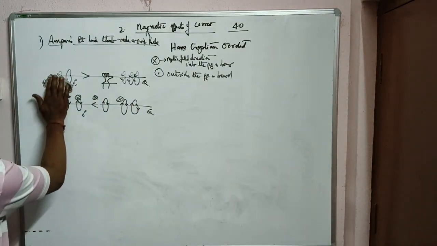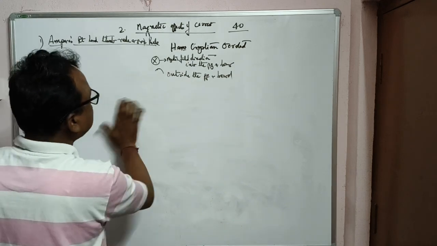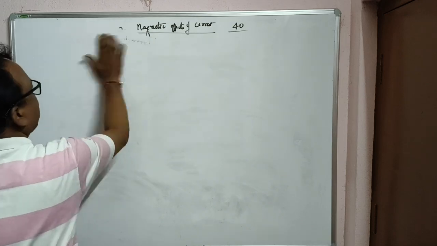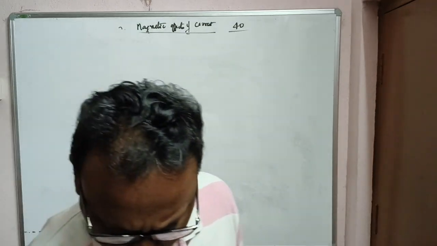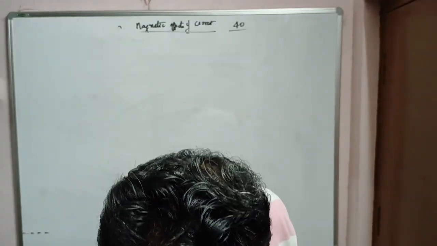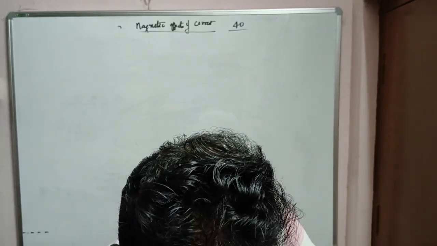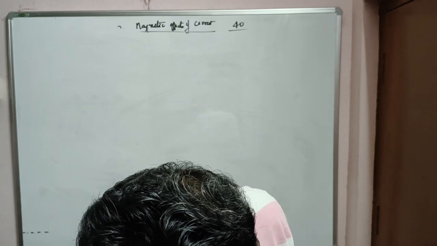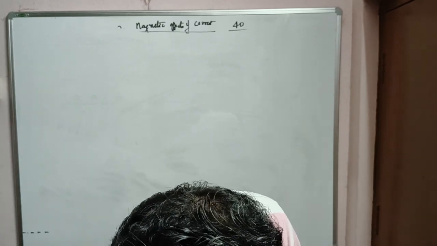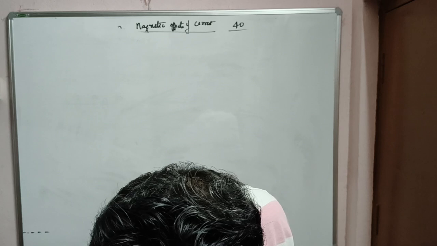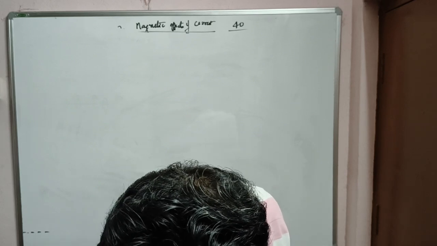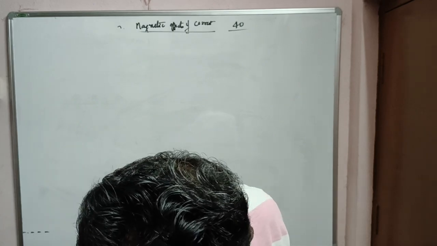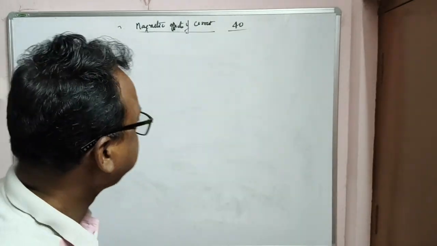Right. Now let us go to the next one, after learning about Ampere's right hand grip rule or thumb rule. We are going according to your syllabus only, please, according to the new syllabus. Now, after knowing about Ampere's right hand rule or grip rule, we will explain what is a magnetic field and what are magnetic field lines.